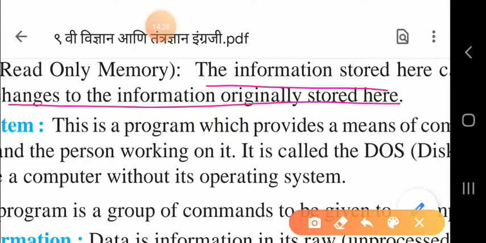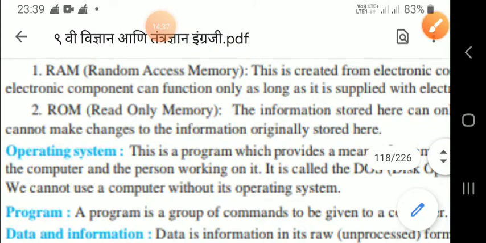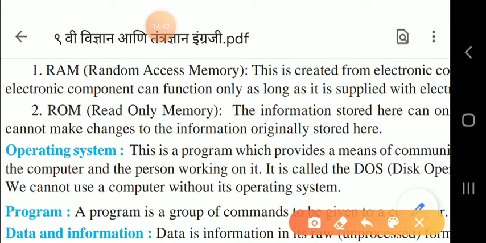Now ROM or read only memory. The information is stored here. This is the second one, children. You can see here, this is ROM or read only memory. So the information stored here can only be read. We cannot make changes to the information originally stored here. So this is all about ROM or read only memory.